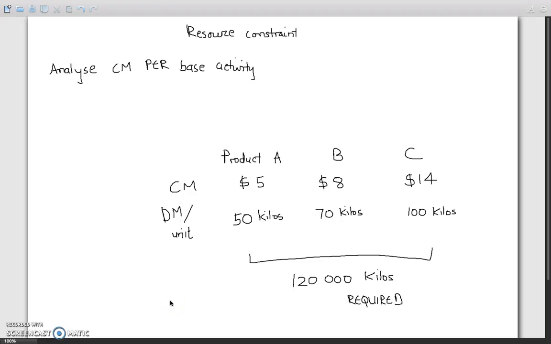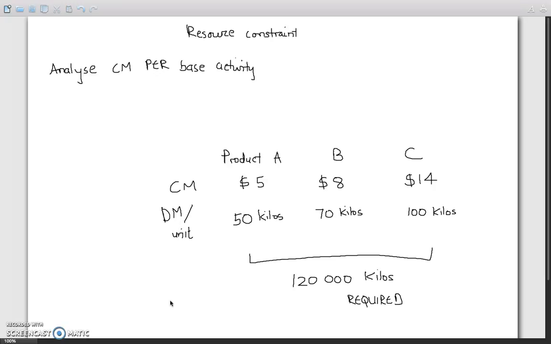Hey guys, and welcome to the second video for chapter 4, which is relevant costs for decision making. In this video, I'm going to be covering the final two decisions that you may have to face, and I'm going to be doing a question where you can apply some of the concepts that you've just learned.